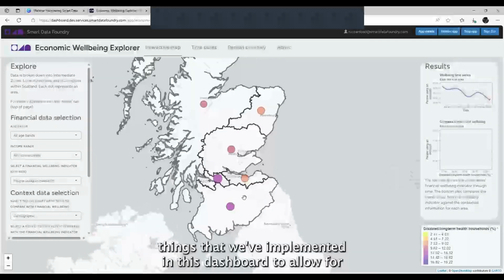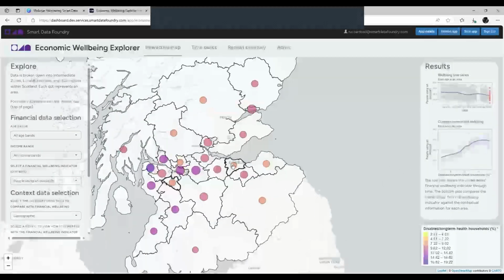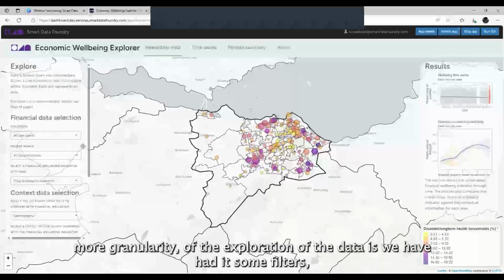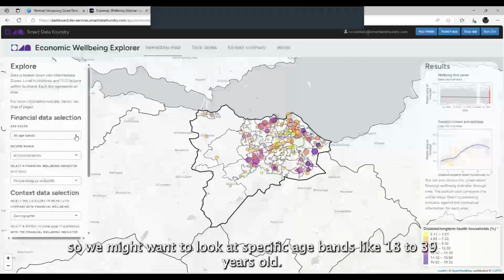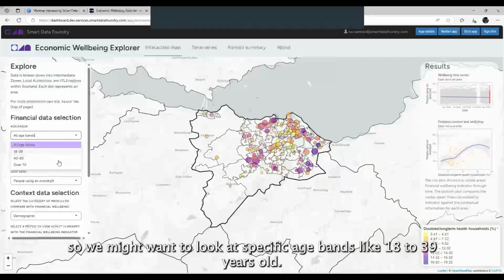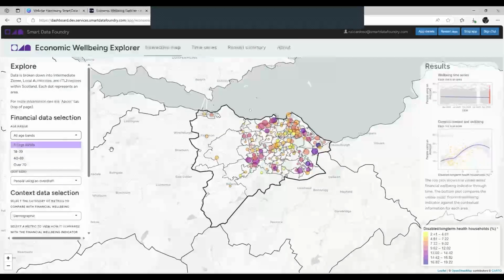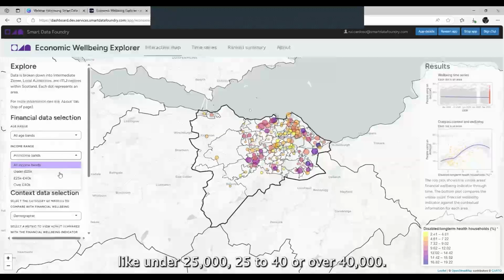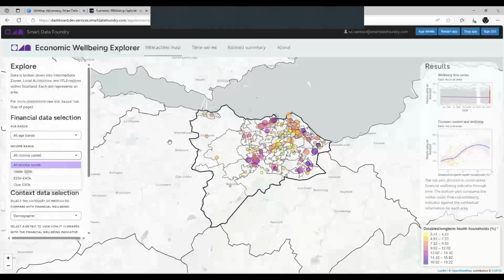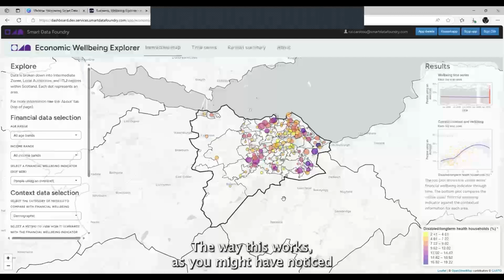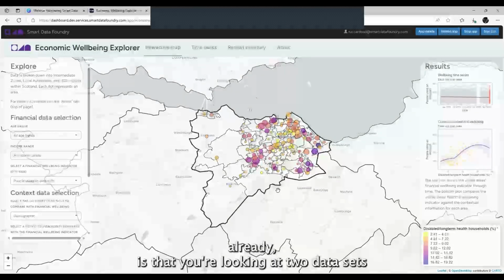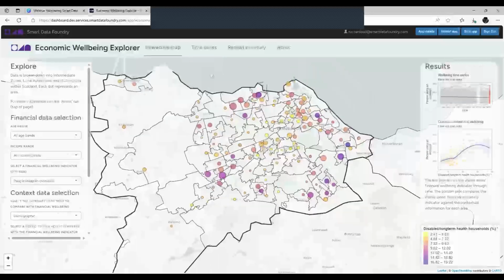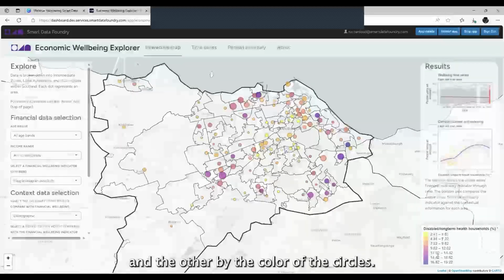Some of the things that we've implemented in this dashboard to allow for more granularity of the exploration of the data is we have added some filters. So you might want to look at specific age bands like 18 to 39 years old, or you might want to look at specific income bands like under 25,000, 25 to 40, or over 40,000. The way this works, as you might have noticed already, is that you're looking at 2 data sets, and one is controlled by the size of the circles and the other by the color of the circles.